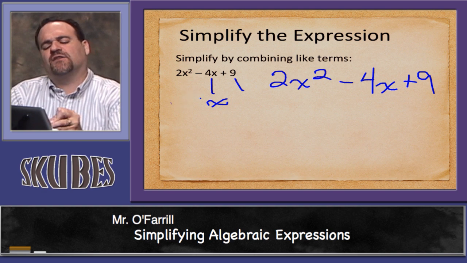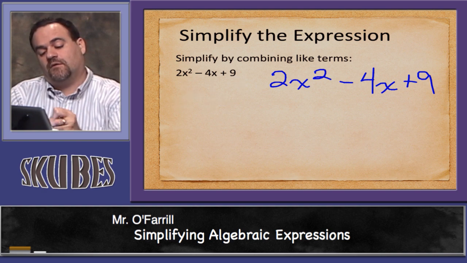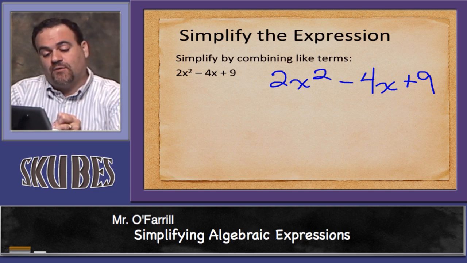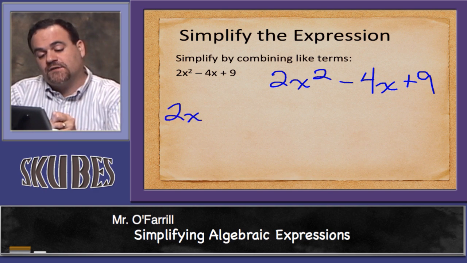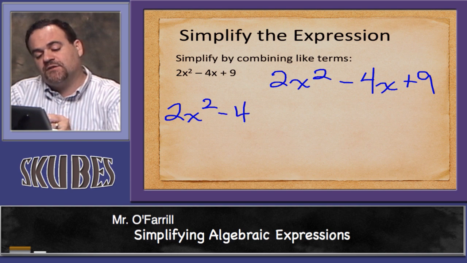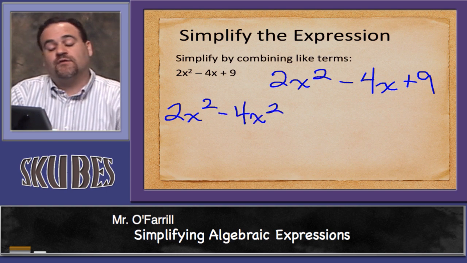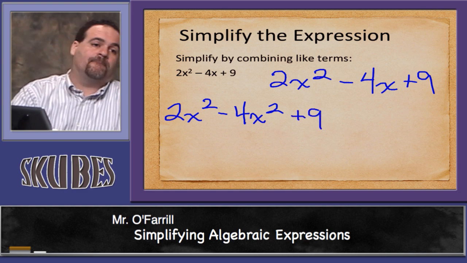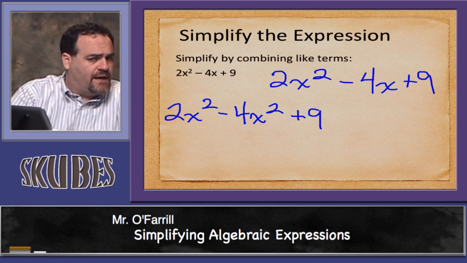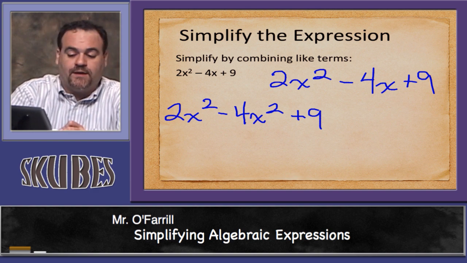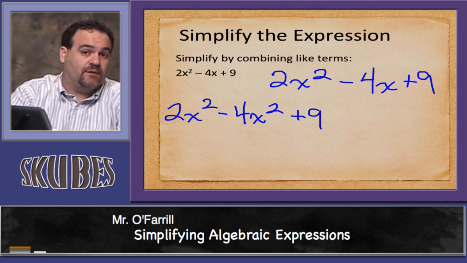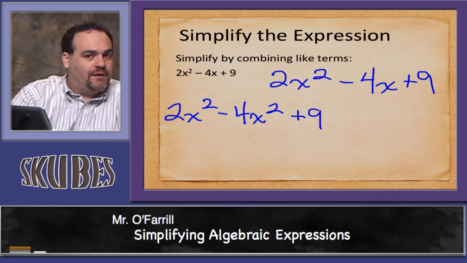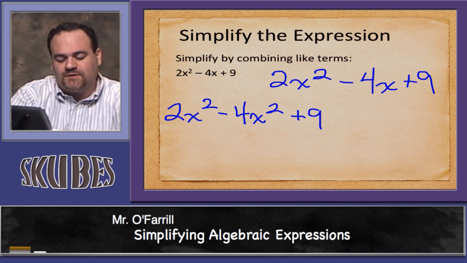What if we change that just a little bit, though? What if instead of it being 2x squared minus 4x, we changed it to 2x squared minus 4x squared plus 9. Are any of these like terms now? Well, now we have an x squared, like we did before, and we have another x squared. Now 2 of these terms are like terms.